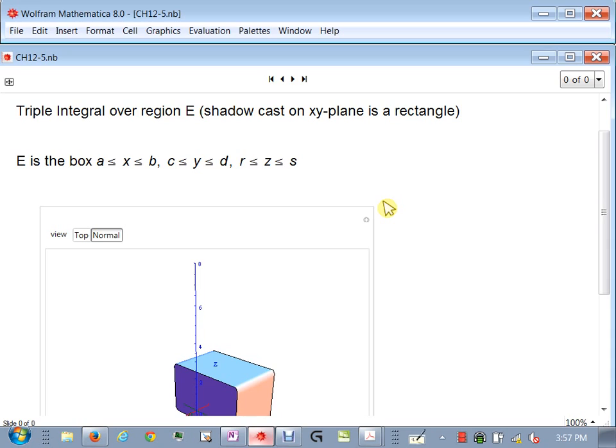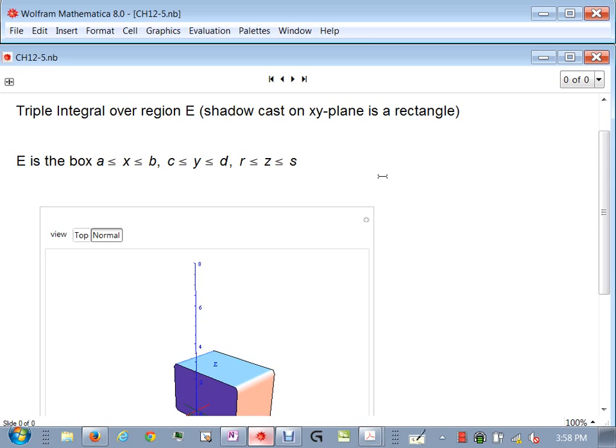So now we can't really talk about volume under the surface because we don't have a shadow to project anything onto. Does that make sense? So when we were talking about double integrals, the domain was the rectangle on the ground. Now, if our domain is 3-dimensional, what is a rectangle in 3 dimensions really going to be? It's going to be like a box, and that's what we have here.